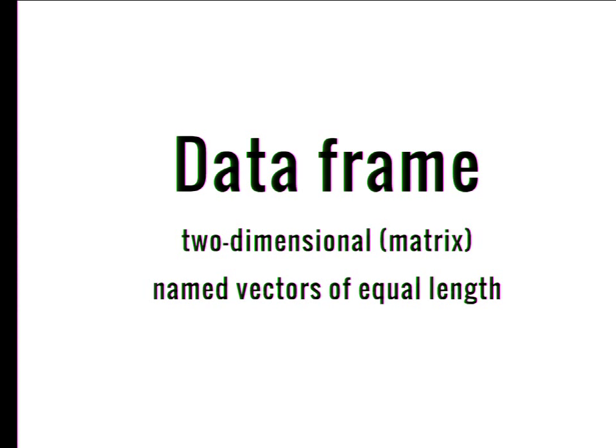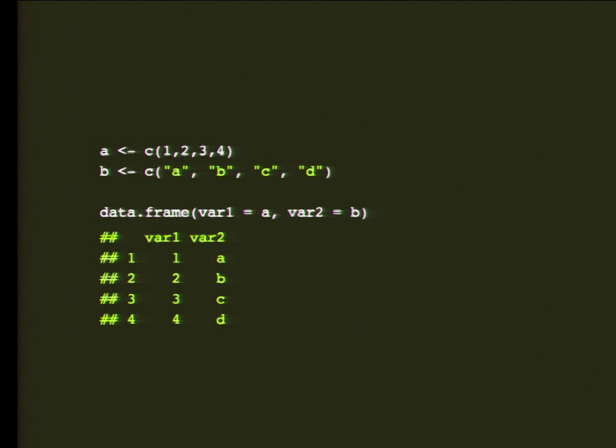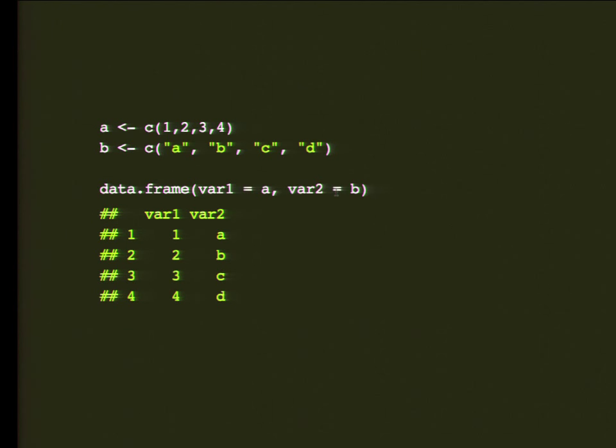Data frame is the structure that you're going to be using most of the time. It's a two-dimensional data structure like a matrix, but every column has to be of the same type and of equal length. So essentially, you can internally visualize it as a CSV. And that's just a real simple example of how to make one and then what it ends up looking like.